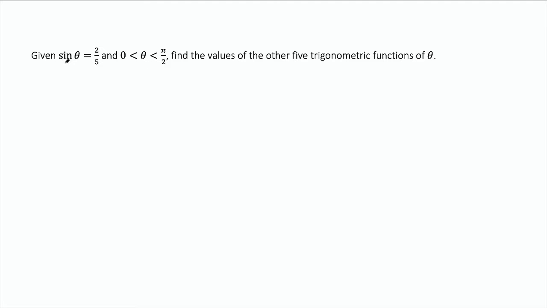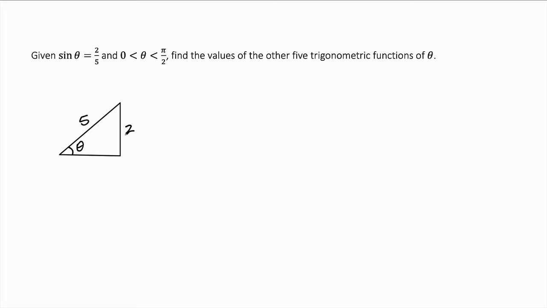So we can draw a triangle where we have our angle theta, and it's acute, and then we can use our definition of sine. The sine function is opposite over hypotenuse, so I can draw here the opposite is 2 and the hypotenuse is 5, and then opposite over hypotenuse is the 2/5 that's given here.